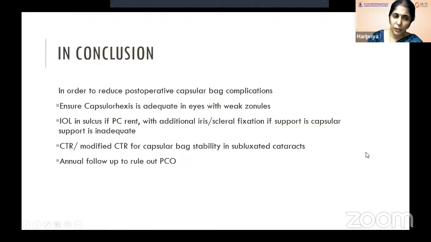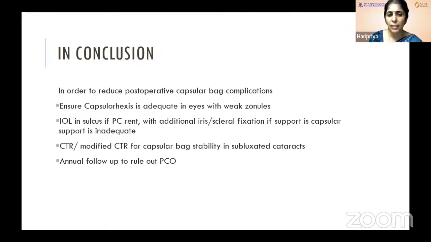So in conclusion, to reduce postoperative capsular bag complications and IOL decentrations because of a compromise in the capsular bag, I think some things we can do are to ensure the capsulorhexis is large enough, especially in eyes with weak zonules, to prevent capsular contraction. Again, if the patient does have a PC rent, ensure the IOL is placed in the sulcus. A 3-piece design would be better, but if the support is inadequate, it is better in the primary surgery itself to fixate it to either the iris or the sclera.